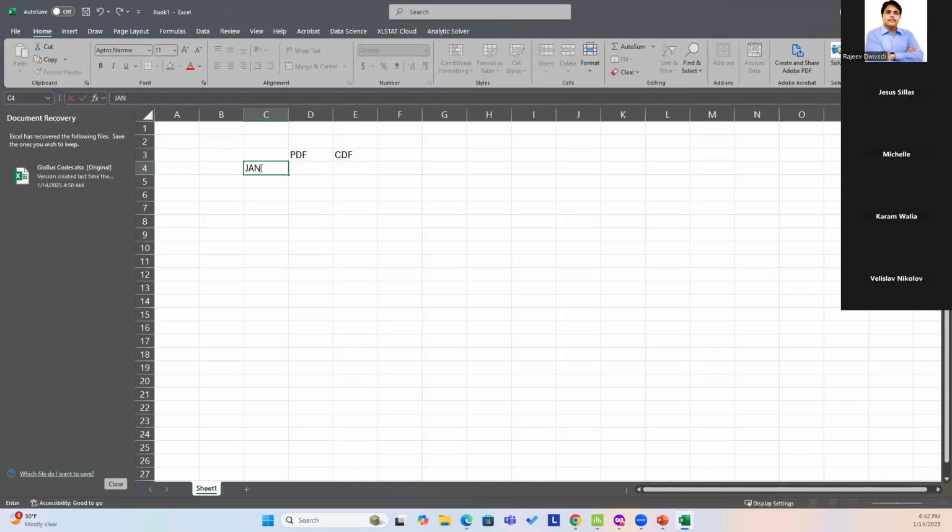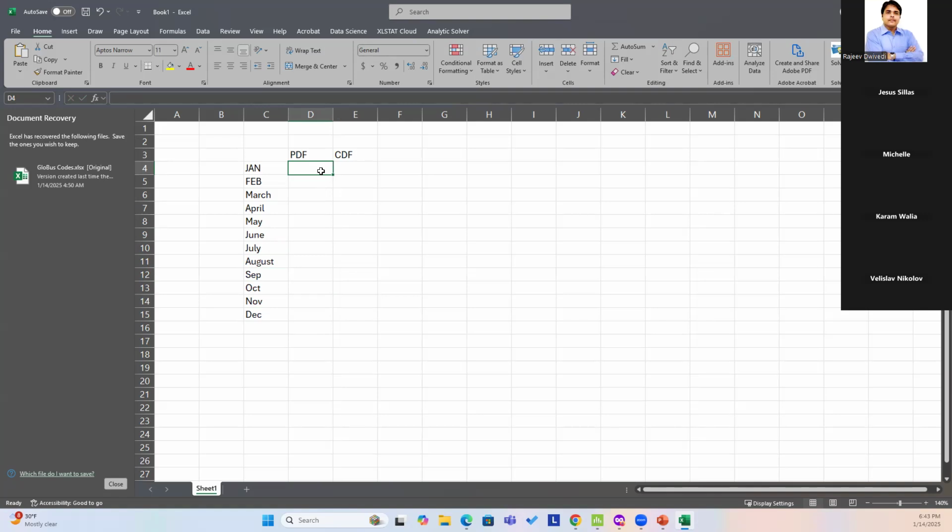So January, Feb, March, April. Can you see my Excel? Yes. May, June, July, August, September, October, November, and December. So, for example, some people have a little bit of variability based on different performance.